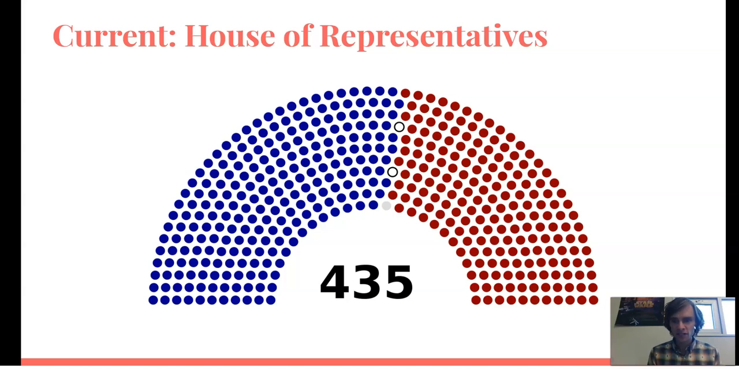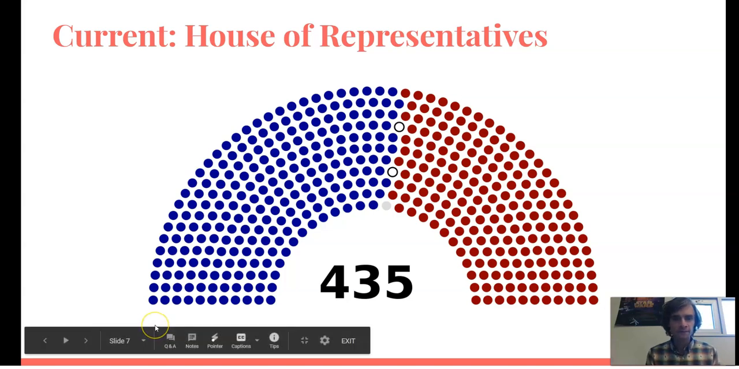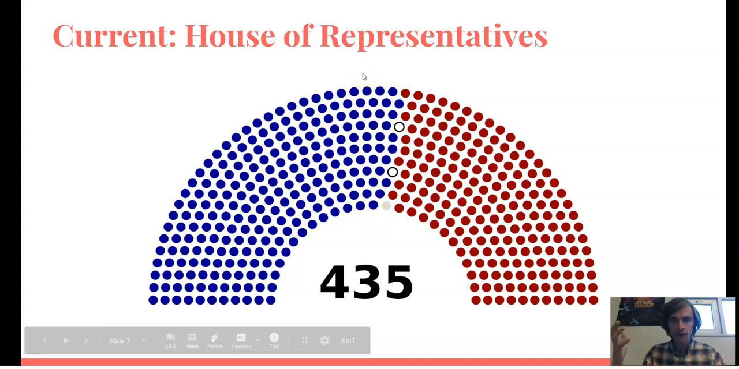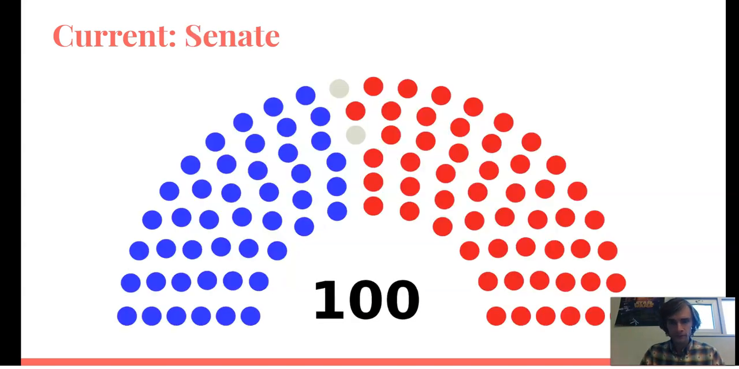At the moment, as you can see from this picture, there are 435 members of the House of Representatives. You can see that more than half are made up by blue dots, and that would be symbolizing the Democratic Party. So the Democrats control the House of Representatives at the moment. On this picture, you can see there are 100 dots for all 100 senators, and there are more red dots than blue dots, so the Republicans control or have a majority in the Senate.